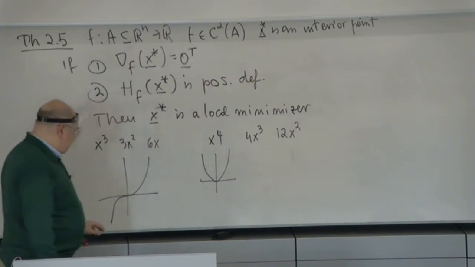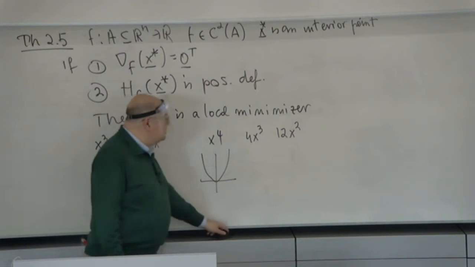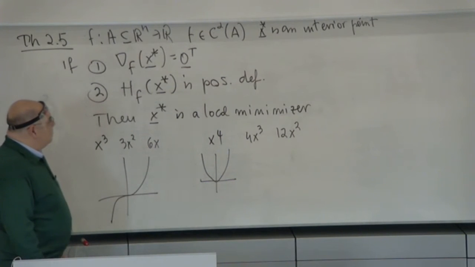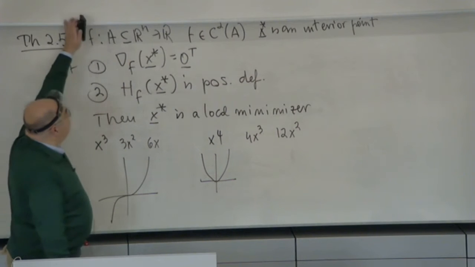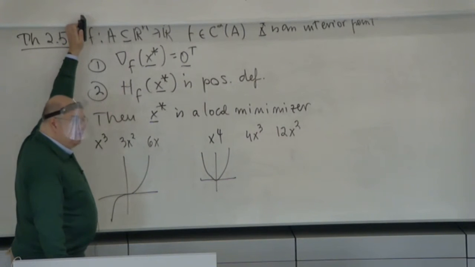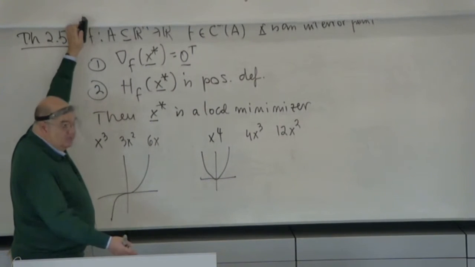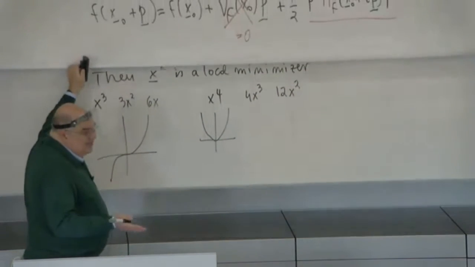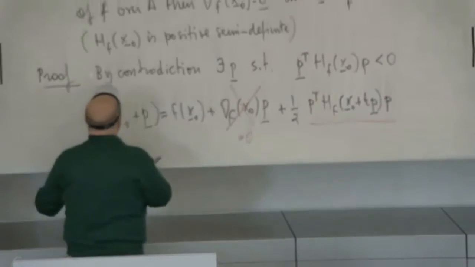Well, it's quite easy with one variable. It's slightly less easy in higher dimensions. Okay. Yes, the zero matrix is positive semi-definite, and also negative semi-definite. So it actually tells you nothing about the function.